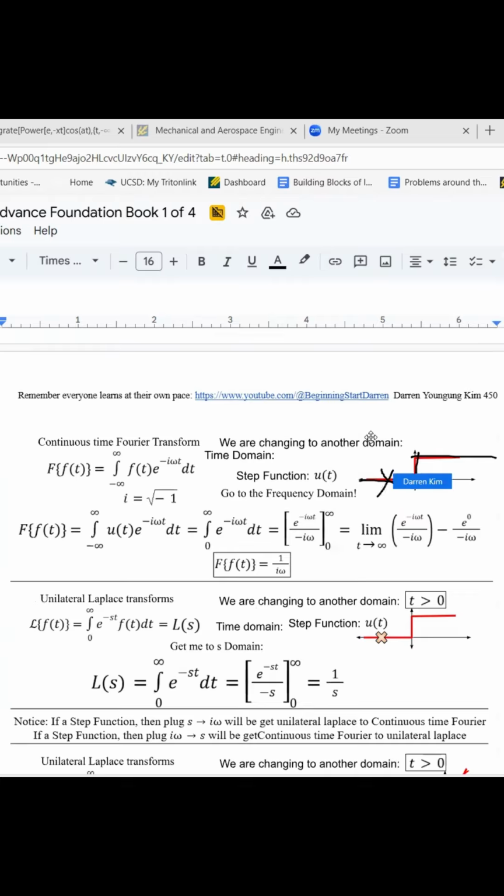So again, if you're integrating, the area matters, and there's no area in the 0. So we can just change the bound to 0 to make things easier. And you just simply do that integral to get this format over here.